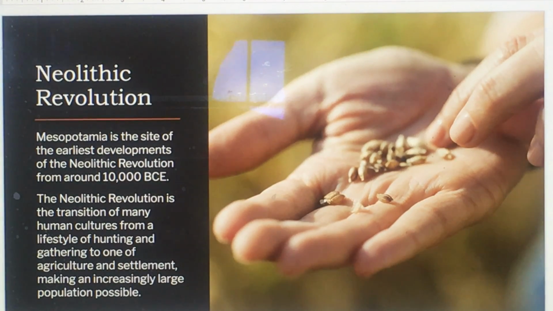Neolithic Revolution. Mesopotamia is the site of the earliest developments of the Neolithic Revolution from around 10,000 BCE. The Neolithic Revolution is the transition of many human cultures from a lifestyle of hunting and gathering to one of agriculture and settlement, making an increasingly large population possible.